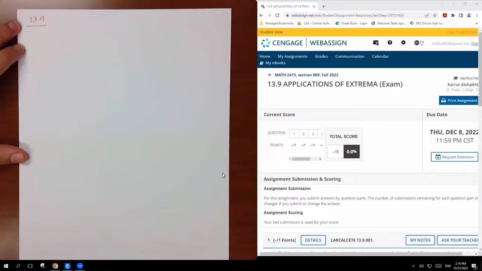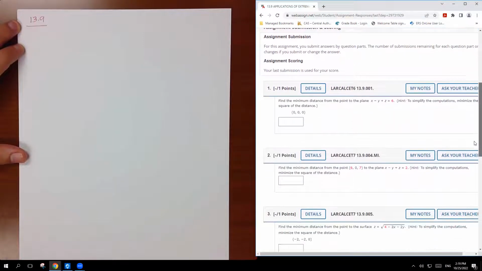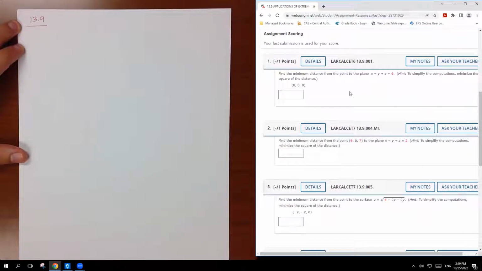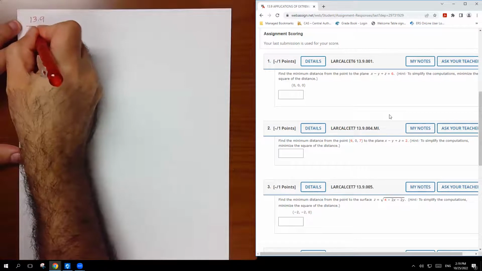So let's work on section 3.9, application of extrema. And here is the first question. It's telling you to find the minimum distance from the point to the plane x minus y plus z equals 6.